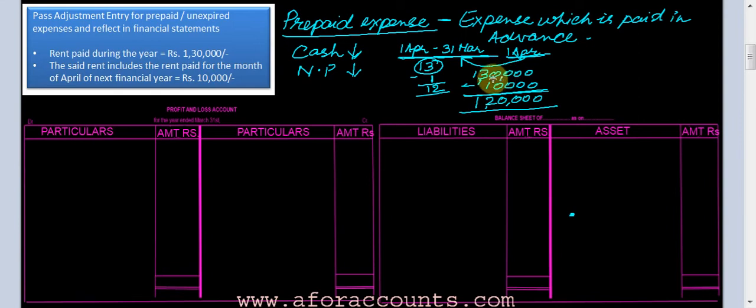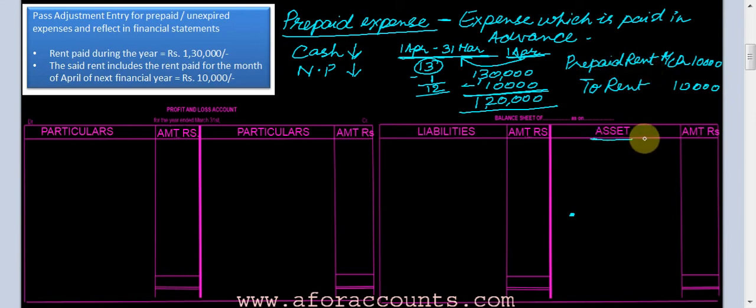So the entry will be here: prepaid rent account debit by 10,000. Prepaid rent account debit to rent, 10,000. Now why is prepaid rent debited? Prepaid rent is my asset, and assets are always debited. So I have debited prepaid rent.